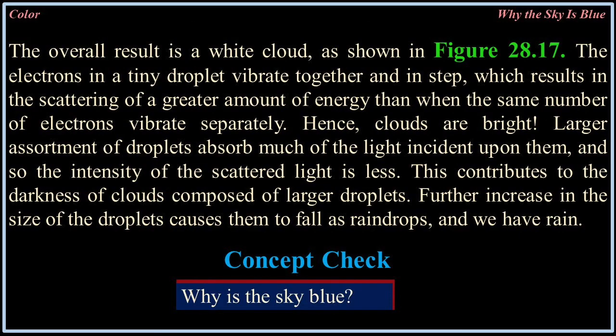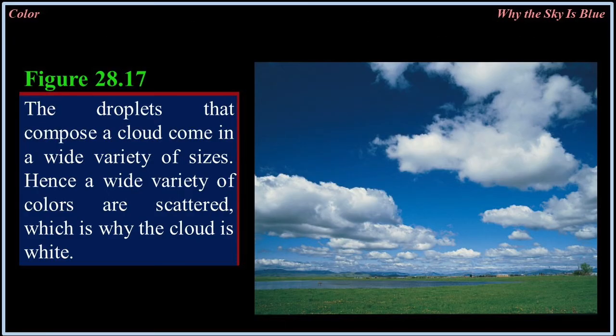The overall result is a white cloud, as shown in figure 28.17. The electrons in a tiny droplet vibrate together and in step, which results in the scattering of a greater amount of energy than when the same number of electrons vibrate separately.